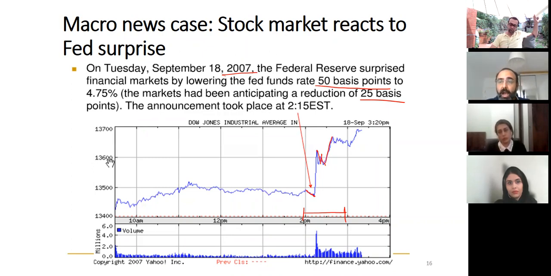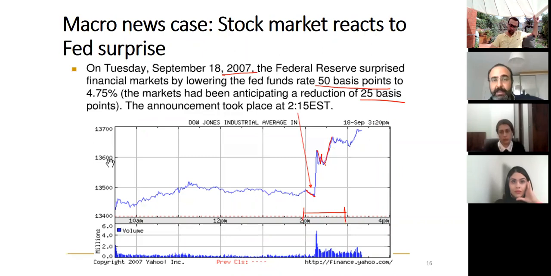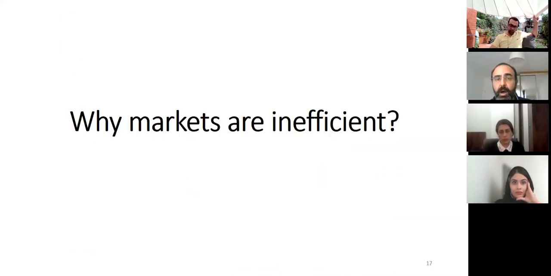So we have an efficient market hypothesis, but in reality, we will see that the market is not efficient, both in the Dow Jones and in the value of a share price, back in 2004, back in 2007. But why? Why are markets inefficient?